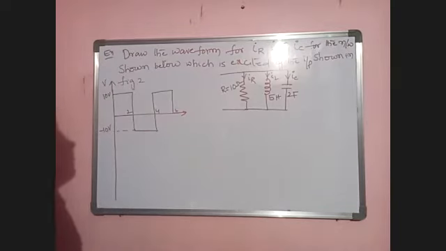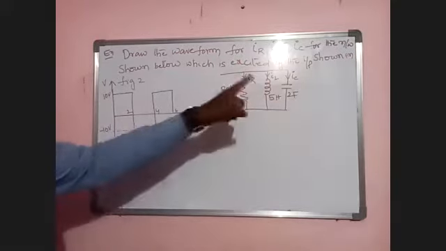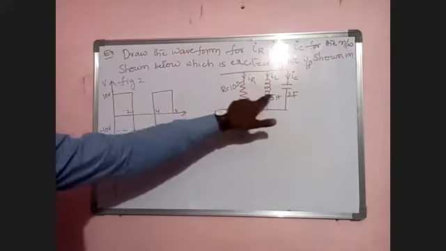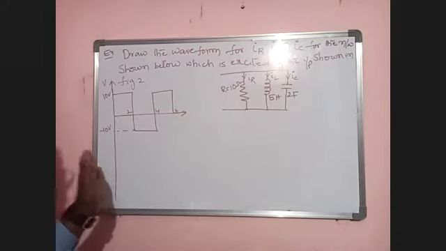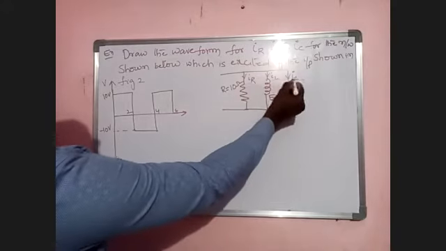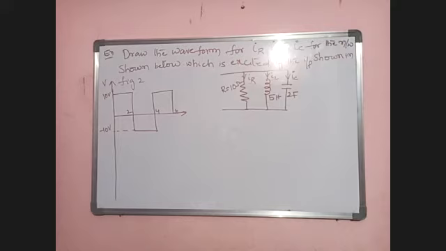Okay. So coming to another example. Draw the waveform for IR, IL, and IC for the network shown below, which is excited by the input shown in figure 2. So this is the input which is given to the RLC parallel network. Here we need to find IR, IL, and IC independently.